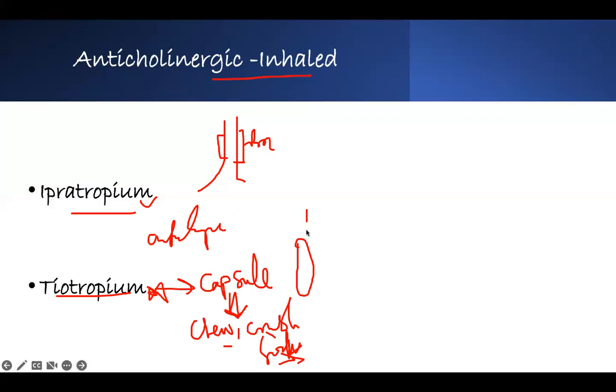So the spacer will pierce the medication and it comes in an inhaled form. But unfortunately, it comes as a capsule. So just know this, if they trick you with that tropium, even though it's inhaled, it comes in the capsule form that you put inside the spacer to inhale it.